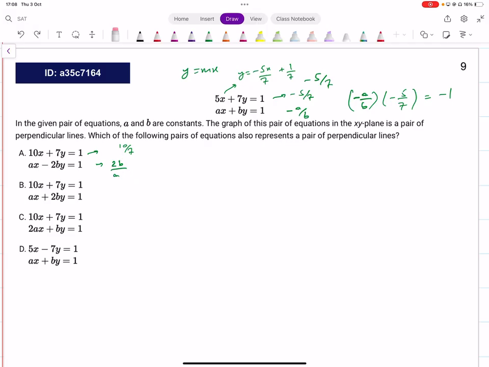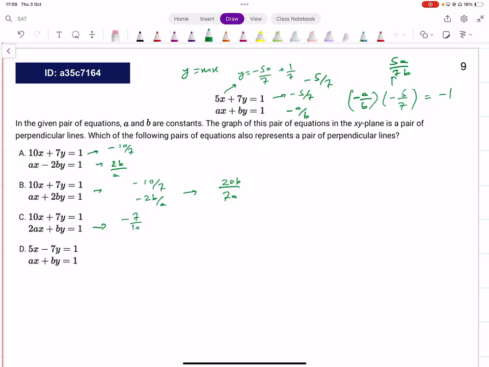Now let's look at the other one. This is again minus 10 over 7 and the second one is minus 2b over a. Okay, let's compare with that. Left side is 5a over 7b. That's what we want. Do we get the same thing from here? We get 20b over 7a. That's not the same thing. Okay. Let's do this as well.